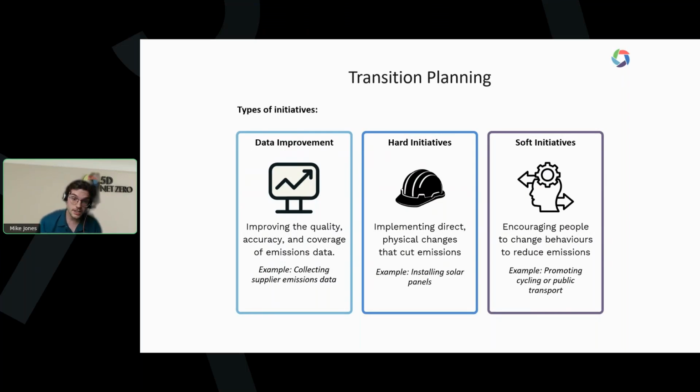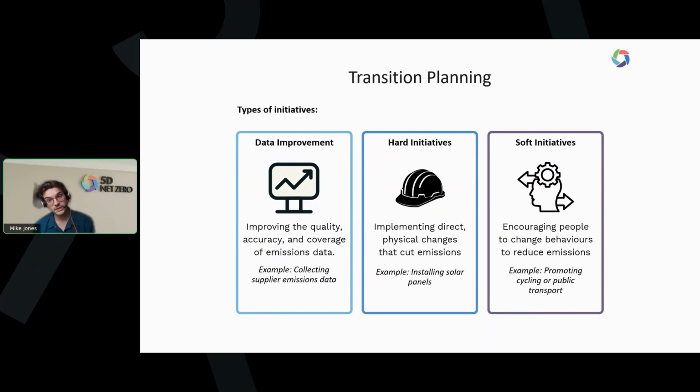Then you have hard initiatives. So this is like the example. It's the physical changes that you're going to do, whether that's installing solar, whether that is implementing those smart meters, whether that is actually investing in a different product so that it has lower emissions.